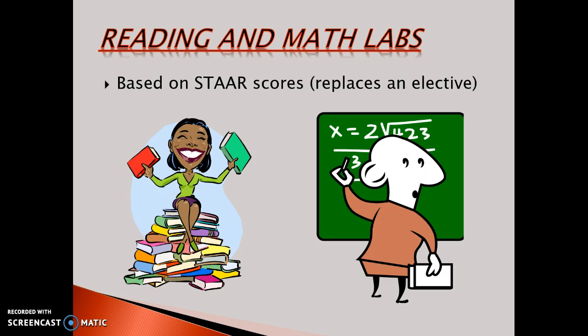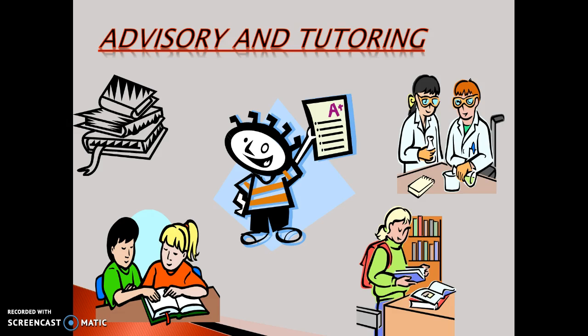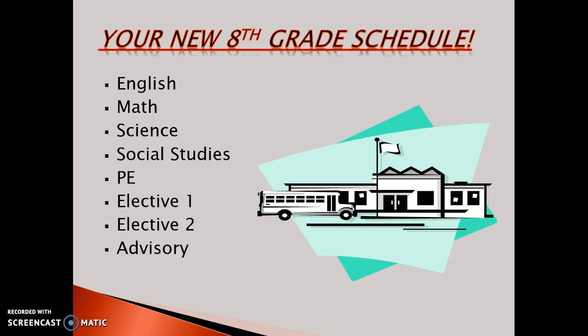Based on your STAR scores, you may or may not have to take an extra reading and or math course. We have strategic reading and math lab. You will be notified if this needs to be a part of your schedule, and it will replace one of your electives. We will still have advisory next year. And as always, there's before and after school tutoring. So please take advantage of those opportunities to be successful in your classes.